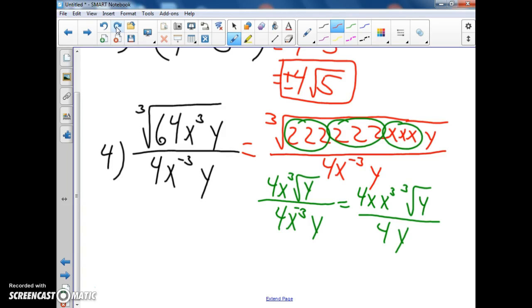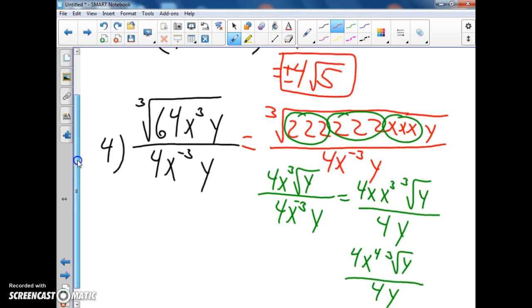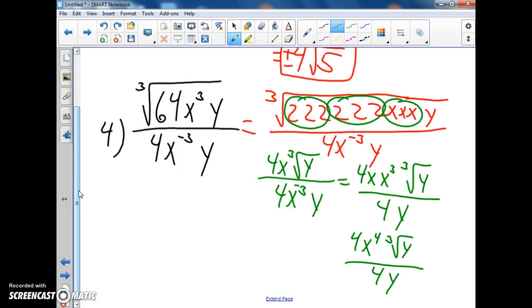It would be 4x to the 4th, you got it, 4x to the 4th, cube root of y over 4y, right? Is there anything else you can do? Yeah, that's right, you can cancel the 4s, 4 on top, 4 on the bottom, they cancel out, right? So cancel 4s. Now is that the answer you're looking at?